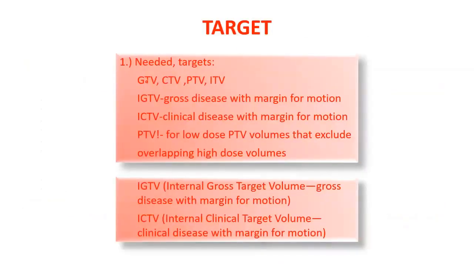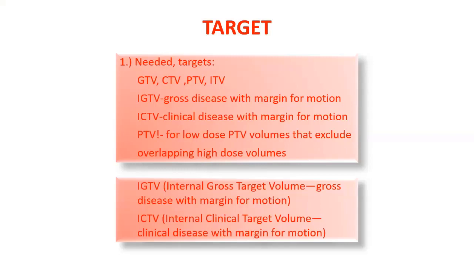So for the target, this is mandatory. This is from the ICRU. So the GTV, CTV, PTV, ITV, these should not be changed. So you should have GTV name, and you can use after it whatever you would like. But this one should be there. It's a must. IGTV, ICTV, PTV with exclamation mark. This is for low dose volume that excludes overlapping high dose volumes.